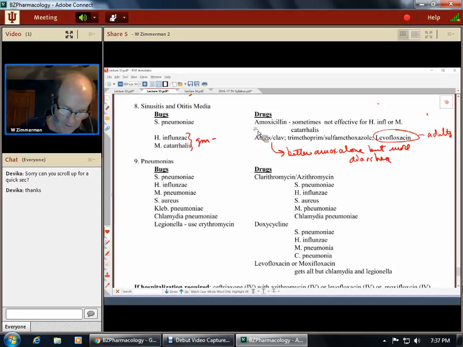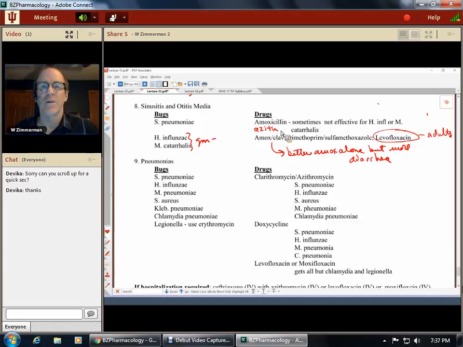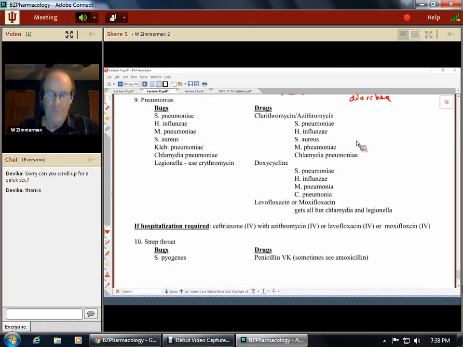I'm going to squeeze azithromycin in here. I don't know why that got left out. But azithromycin is going to get those organisms. So again, there's strains of each of those that may resist the azithromycin or the amoxicillin clavulanate, but it's a pretty good bet. And finally, when we get to pneumonias, a lot of different bugs.